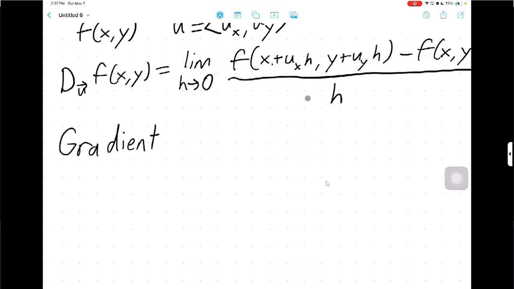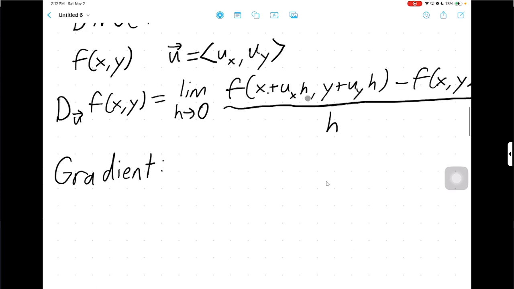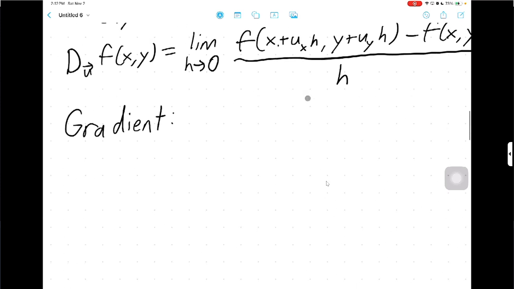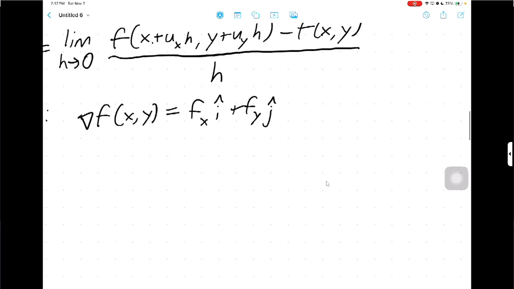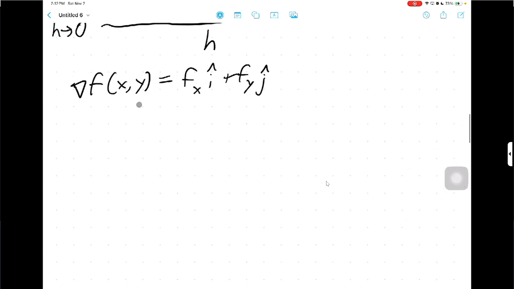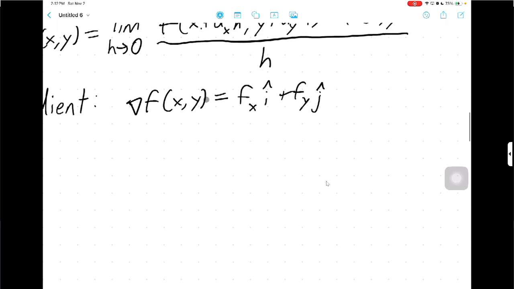So the gradient is essentially del f, like so, which for two variables, which we have here, is the partial of f with respect to x times i plus the partial of f with respect to y times j, like so, right here. This generalizes for any number of variables you want. It's just the partial derivative with respect to the variable times the standard basis vector, and then you sum all of them up.